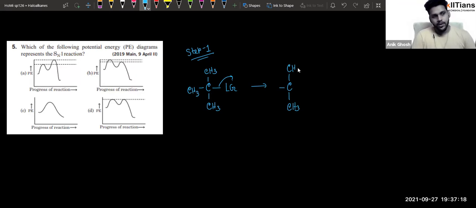Now, guys, do you remember I told you why we call this reaction an SN1 reaction? Because the rate of the reaction is proportional to only the reactant concentration, right? Okay, fine. So the rate is only dependent on this concentration. Now, in the second step, the nucleophile comes and gets attached.